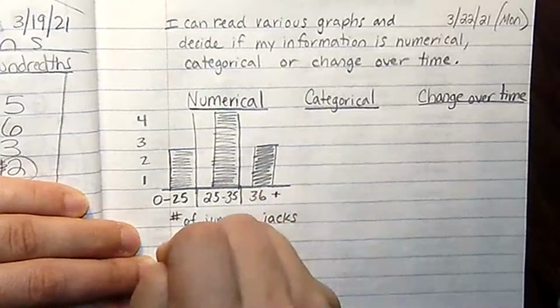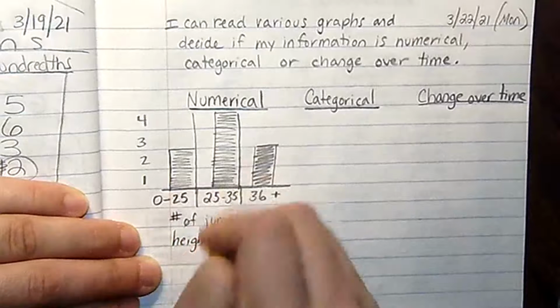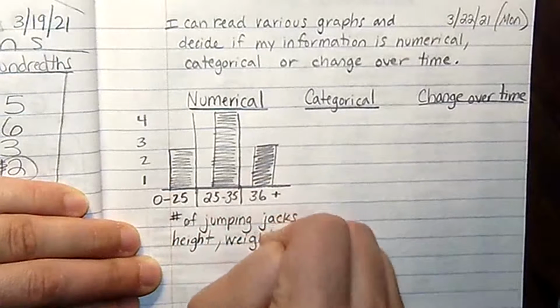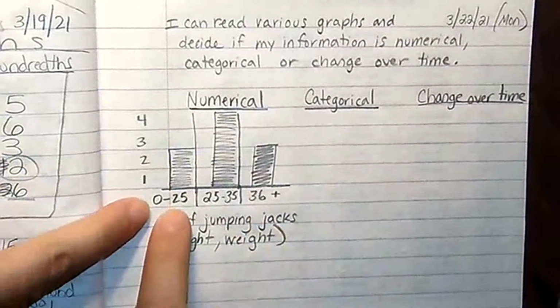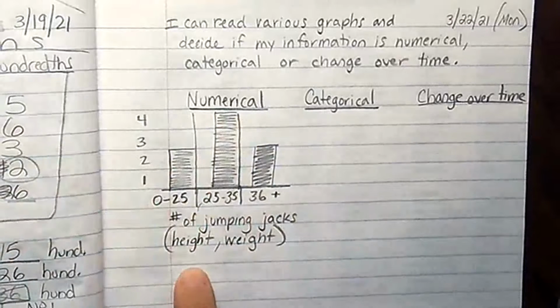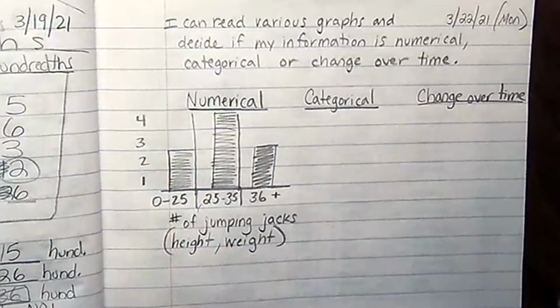We could be measuring someone's height. We could be measuring their weight. Any of these types of things where your answer is going to be a number. How many people did this? 2. How many people did this? 4. Our answers are numerical, so that makes this numerical data.